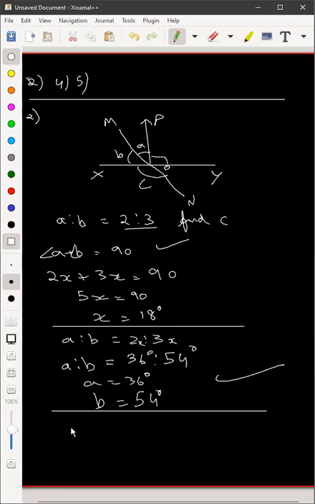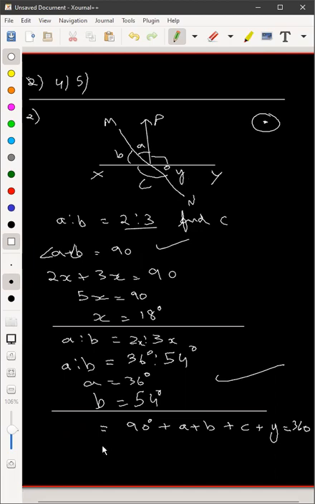What about angle C now? We know that 90 degrees plus A plus B plus C plus, let's take this angle as Y, is equal to what? 360 degrees? Yes or no? Yes, sir. Angle around a point. We have this point and the angles around this will be 360 degrees.